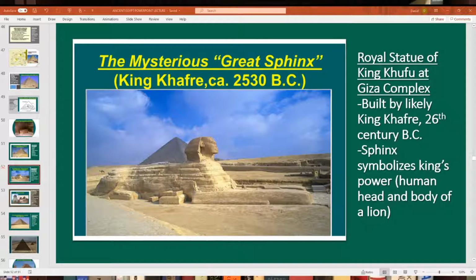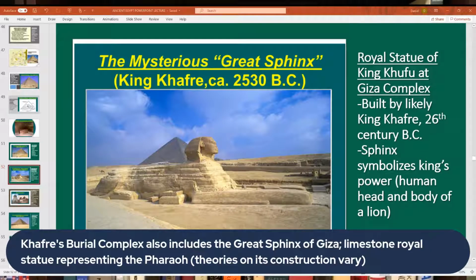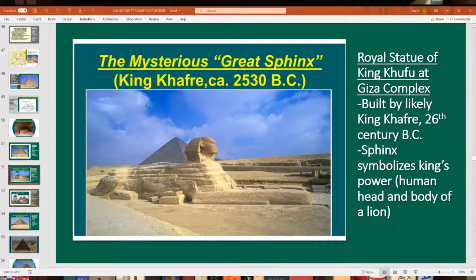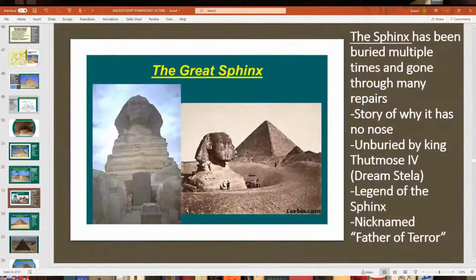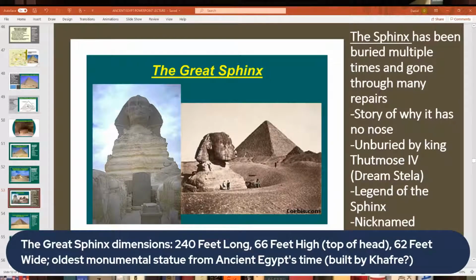Of course, there are theories about the construction of it. I think the main theory is that King Khafre built it, but they believe it represented his father Khufu. So they think the actual face on the Sphinx is actually Khufu, or Cheops. And the dimensions on it, if you want: it's about 240 feet long, from its feet to the back of it. The height, from the top of the head, where the crown was, to the bottom, is about 66 feet. And the width is about 62 feet.